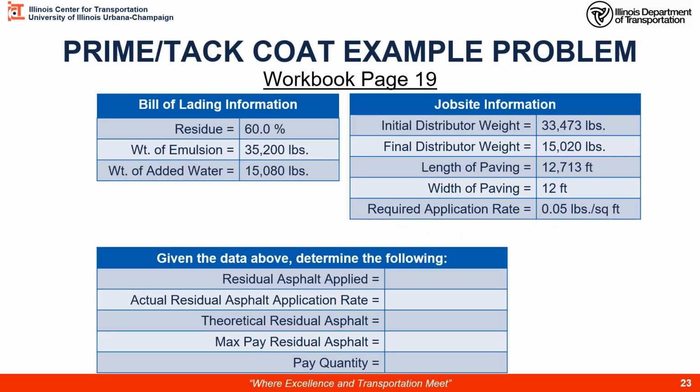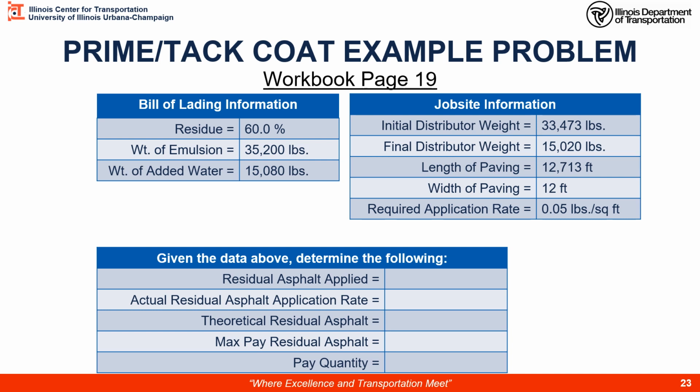So let's go to Workbook page 19. Here we have a prime tack coat example problem. We'll go through this. We have a bill of lading. Again, the important information on the bill of lading is the residue, the weight of emulsion that we started out with at that residue rate, and then the water added. There is some additional information, but we will not need that for any of our calculations.